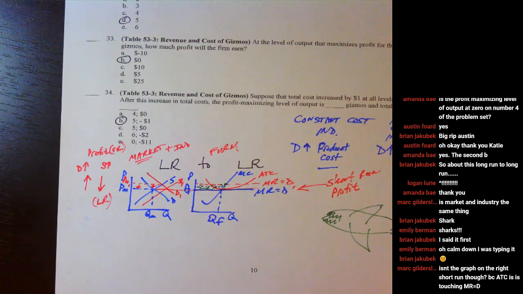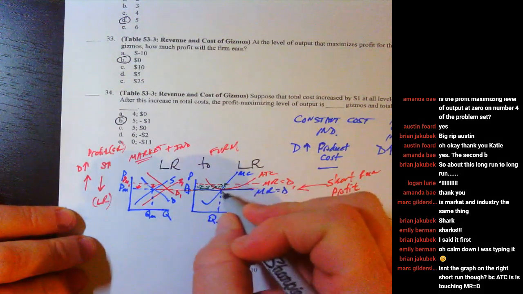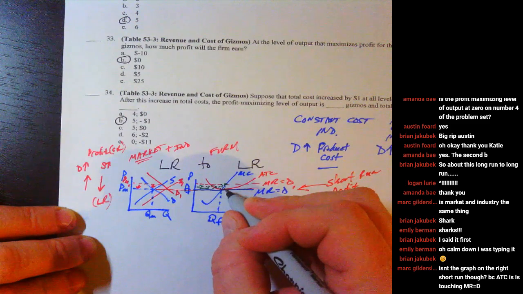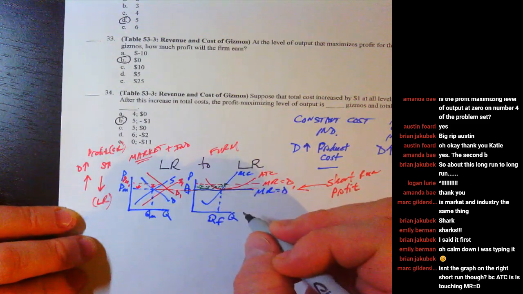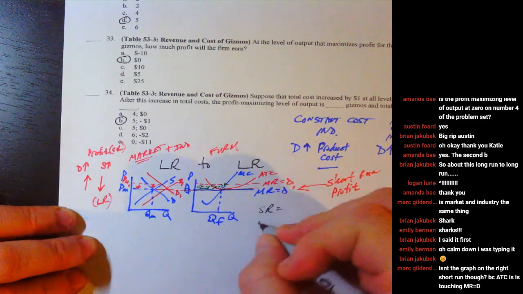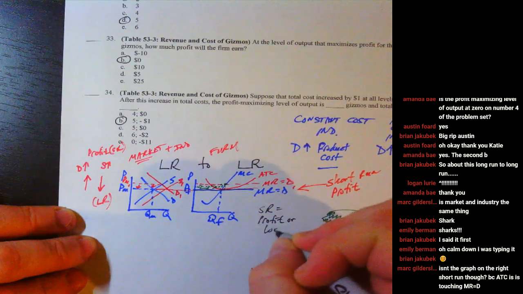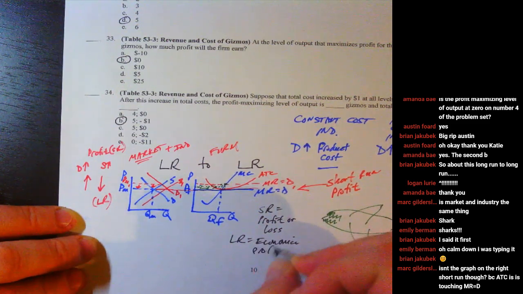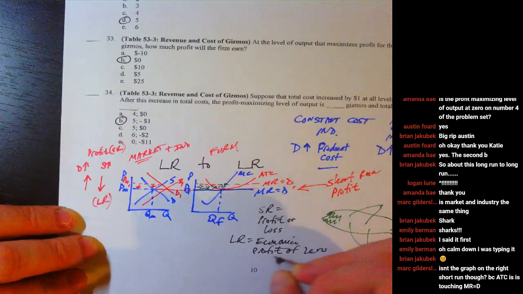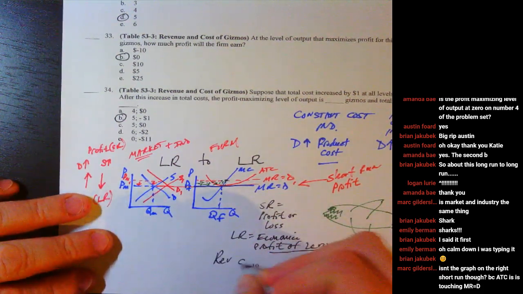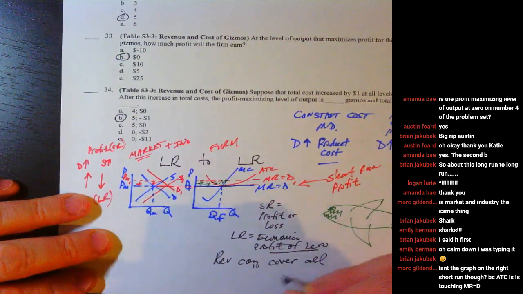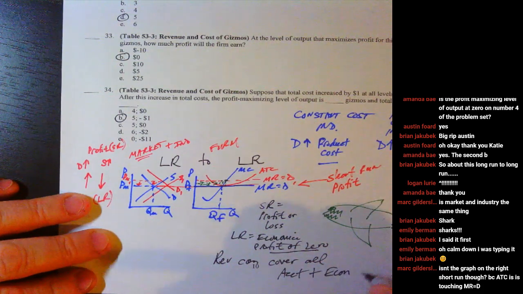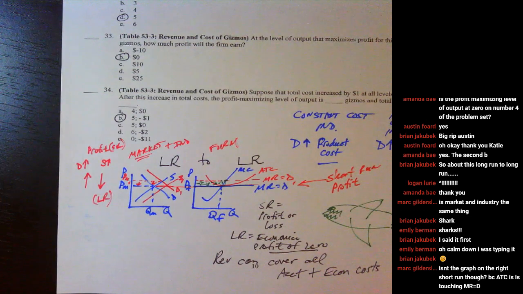Isn't the graph on the right short run, though? Well, when ATC is touching MR, that's the long run. When price went up, it went into the short run. So anytime we're in the short run, we either have a profit or loss. If we're in the long run, we have an economic profit of 0, which means that the revenue can cover all of the accounting and econ costs, which include opportunity costs too.